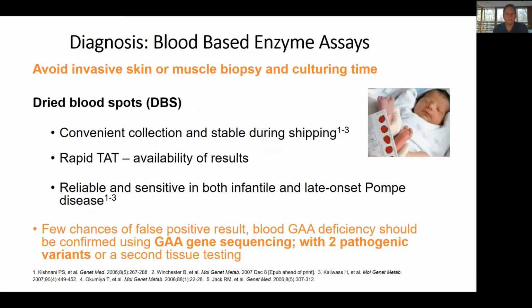What are some of the benefits of the blood-based enzyme assays? You can avoid the invasive skin or muscle biopsy and the culture time there. The dry blood spot testing is convenient. It's reliable. The results are available fairly rapidly. The false positive rate is very low, but we do confirm a dried blood spot enzyme test with GAA gene sequencing or a second tissue test.